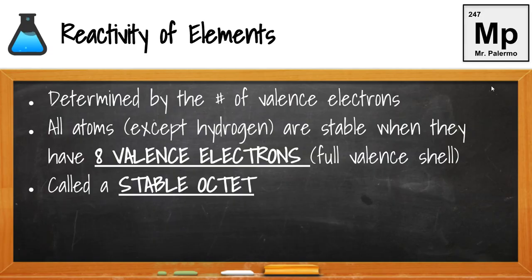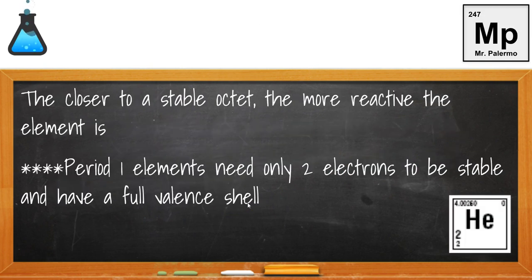So as I said, the reactivity of the elements are determined by the number of valence electrons. And all atoms except hydrogen are stable when they have 8 valence electrons in that outer shell, that valence shell. We call that a full valence shell or a stable octet, meaning 8. So the closer to a stable octet, to a full valence shell, the more reactive an element is.